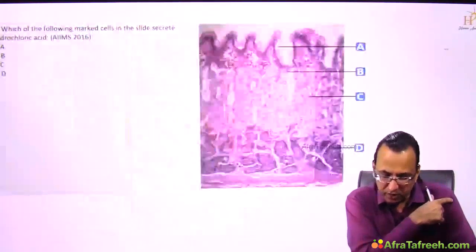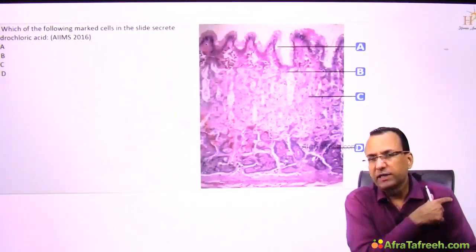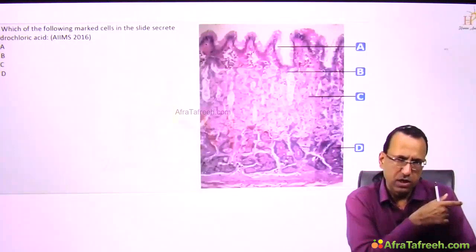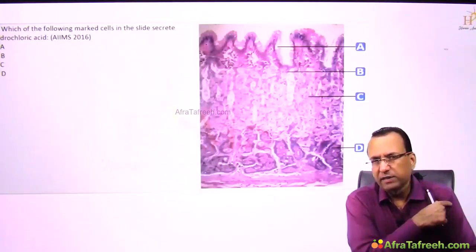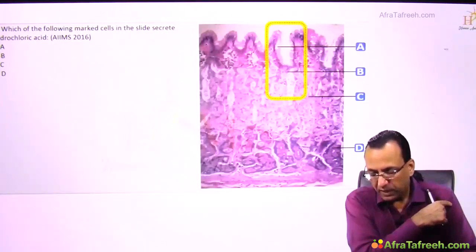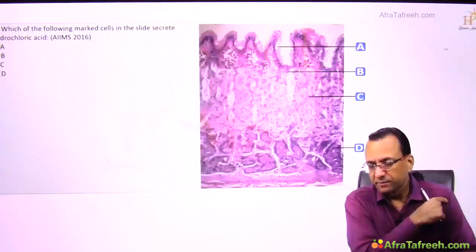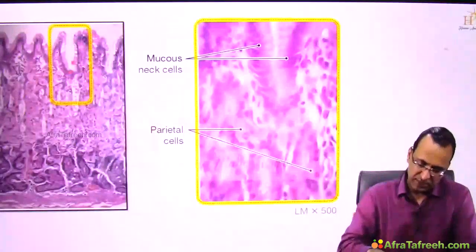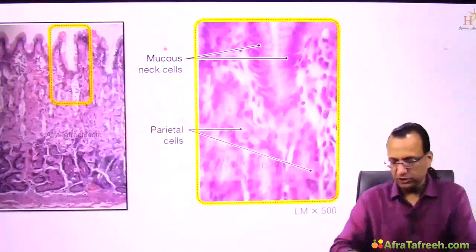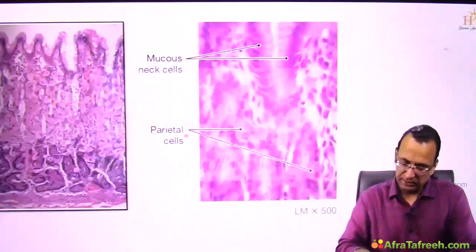Actually, we got a question. It is asking us which of the marked cells is secreting HCl. Obviously, they are asking about the parietal cell. So where would you find the parietal cell? Let us magnify the diagram. Let us magnify the upper part of the gland, and as you magnify the upper part, you will find that this area is showing the mucous neck cells, and it is also showing the parietal cells.